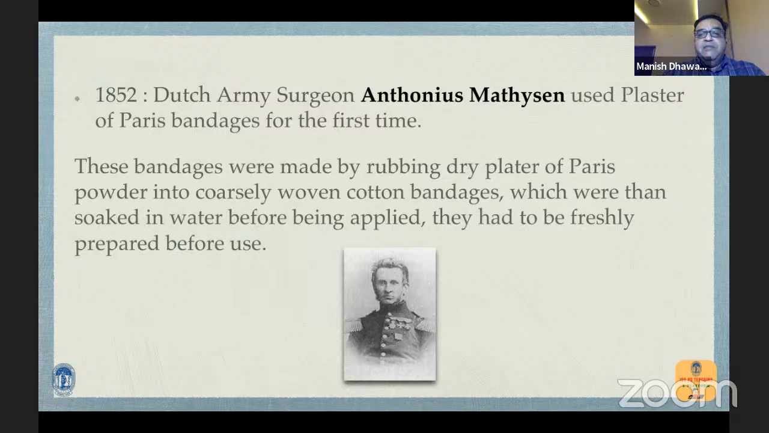These bandages were made by rubbing dry plaster of Paris powder into coarsely woven cotton bandages, which were then soaked in water before being applied, and they had to be freshly prepared before use. And when I joined orthopedics during my junior residency days in Safdarjung Hospital, we used to prepare bandages fresh. We used to take plaster of Paris powder, rub it over the cotton bandage, and roll them. We used to make them fresh. So it was practice maybe just 20 years back, we used to create our own bandages.